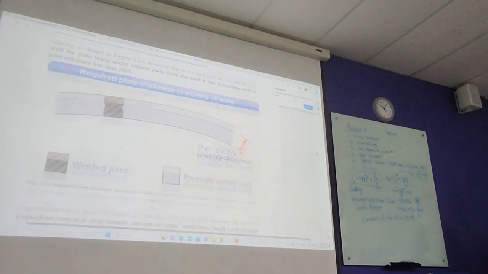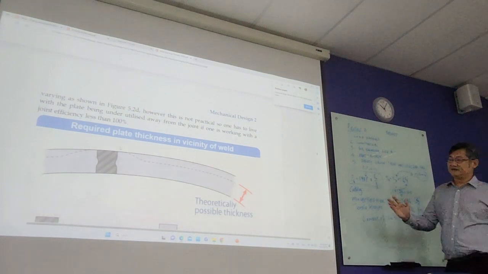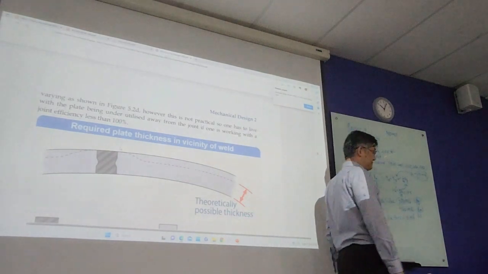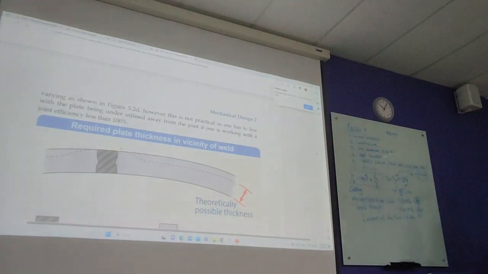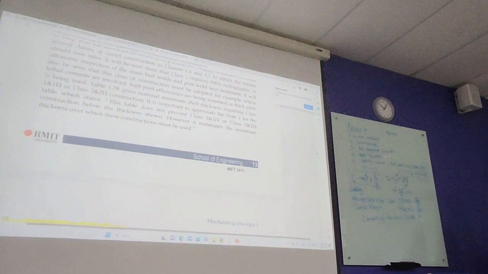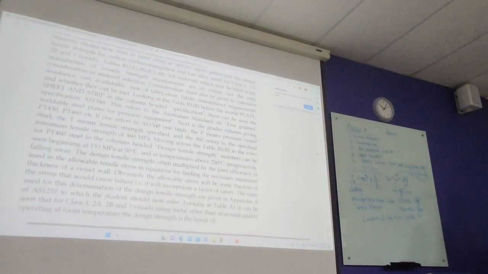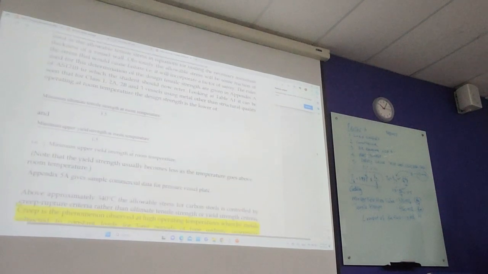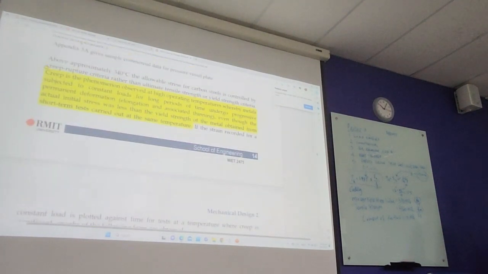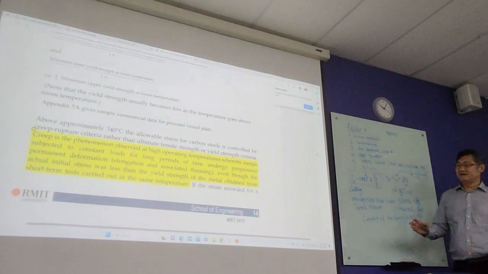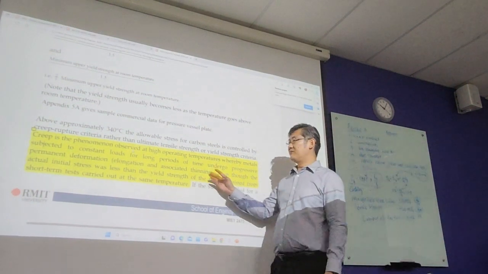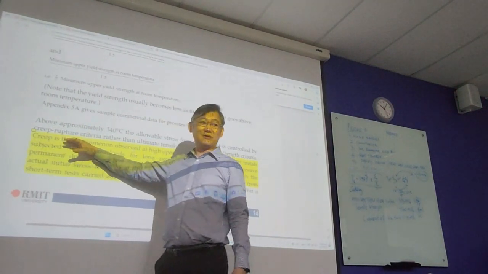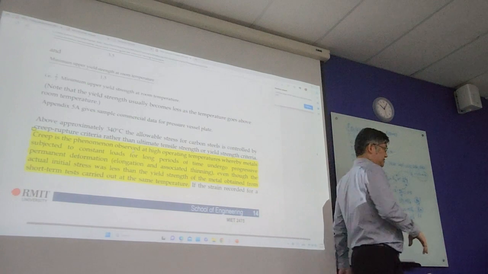Alright, so this is a weld. Later on, after you fold the sheet metal, you want to weld them together. Design strength, just now we already discovered how to find it from the table. The creep phenomenon is this: when the material is subject to hot temperature or fire, it starts to deform. We call this creep, the creep range.